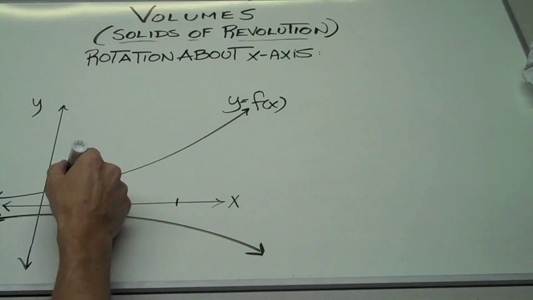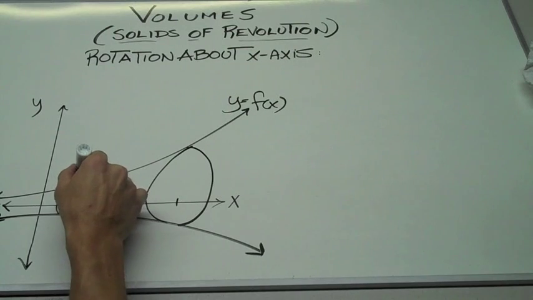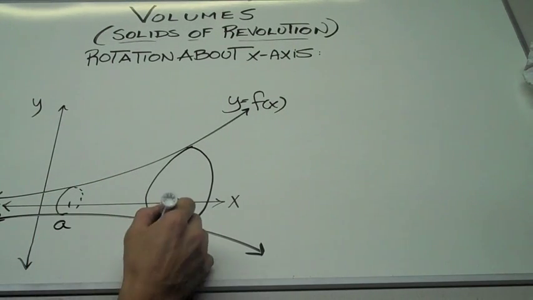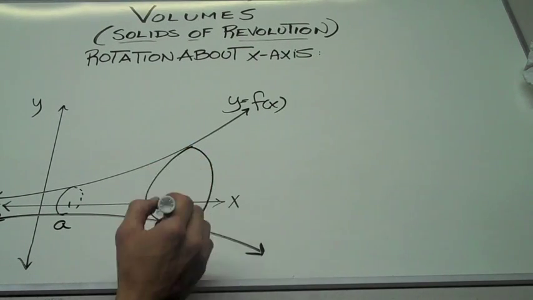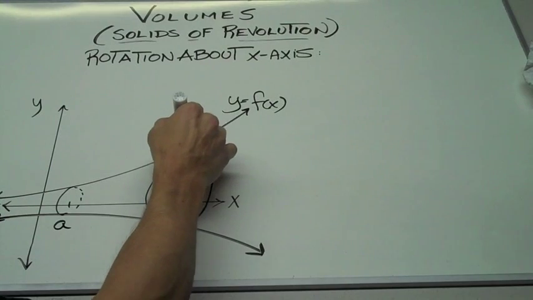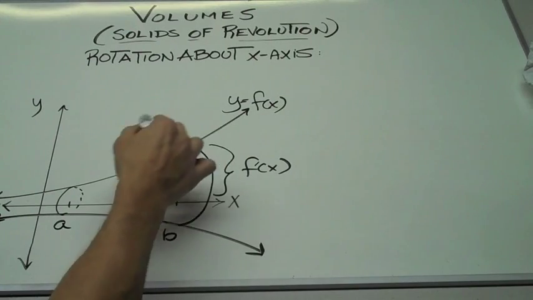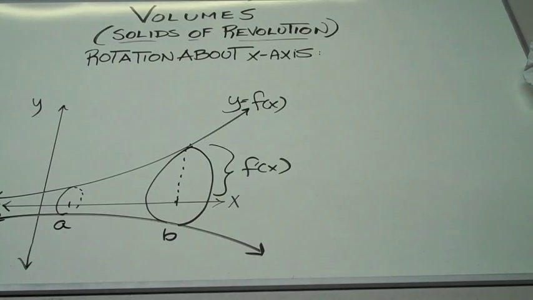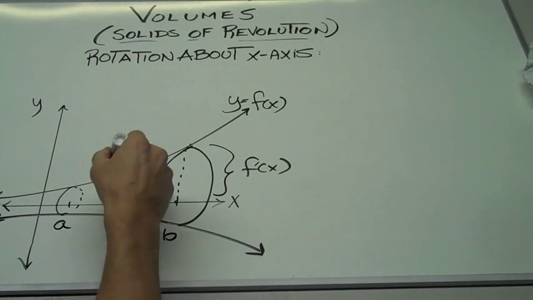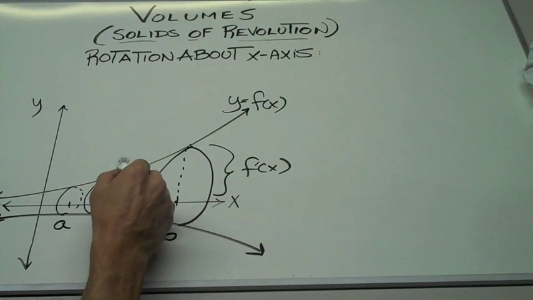I'm going to get a curve that looks something like this. Something roughly like this. And if this is my starting point and this is my ending point, I have to know that from the x-axis up to my curve is going to be a distance of f of x. That's like the radius of this circle here. And instead of taking little rectangles as we did in 2 dimensions to find the area under the curve, we are going to slice discs away. So I've sliced one disc here, and it looks something like this.